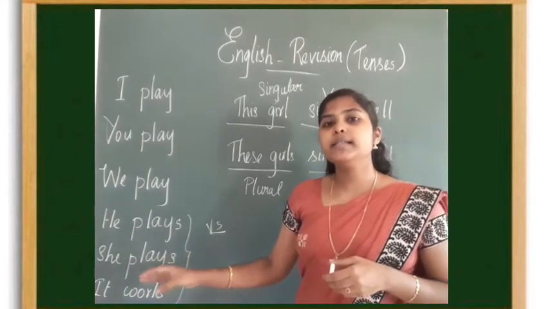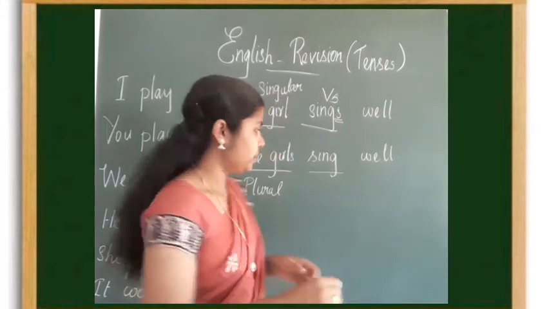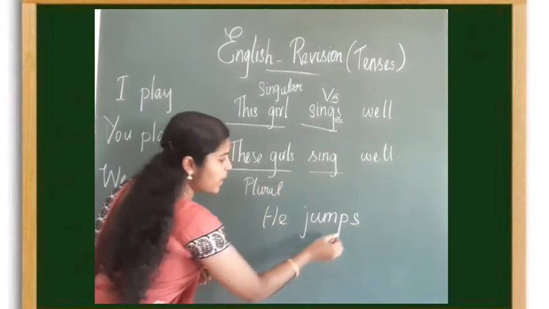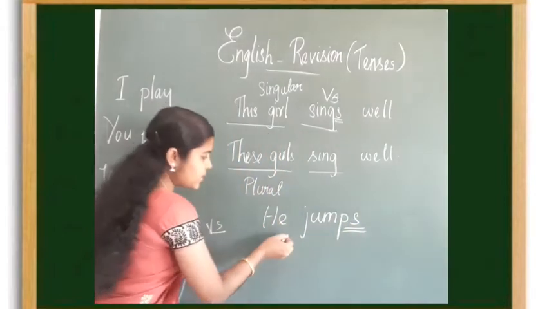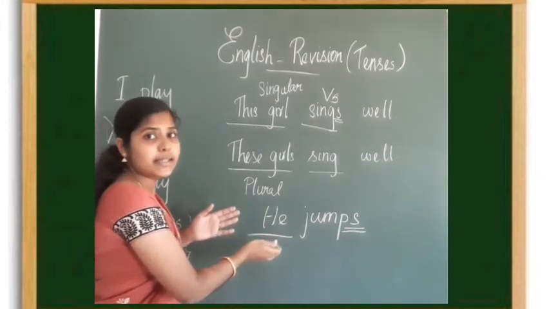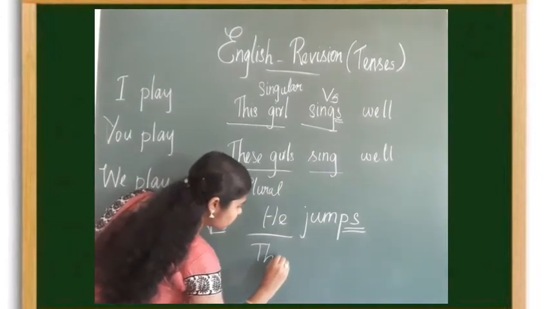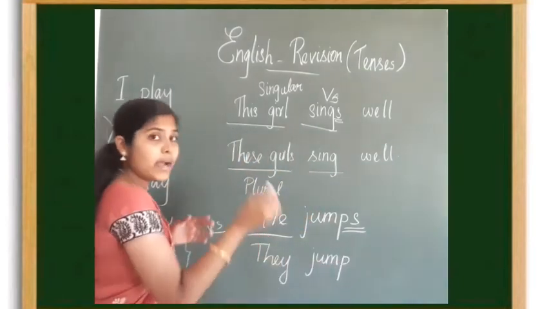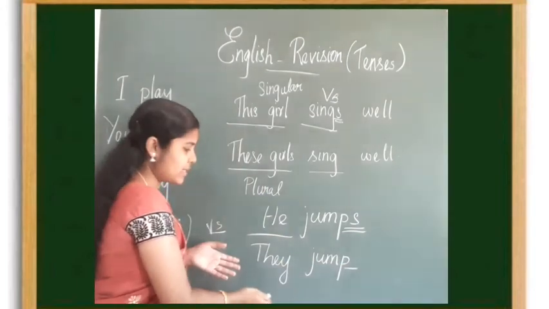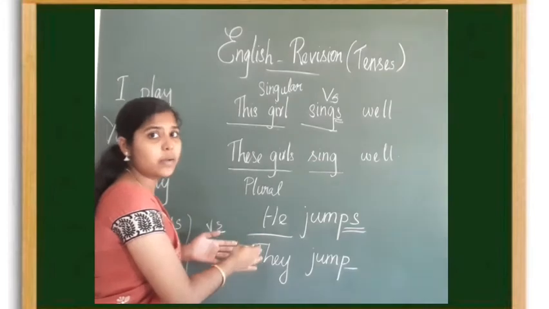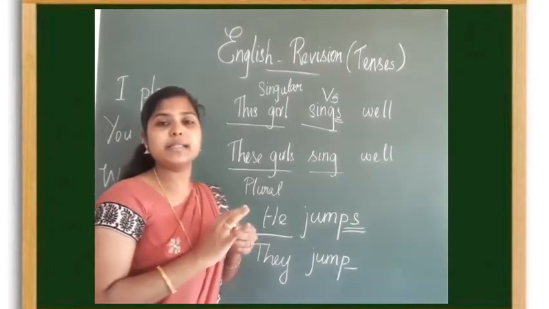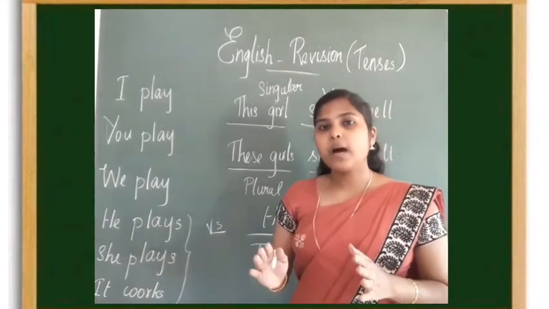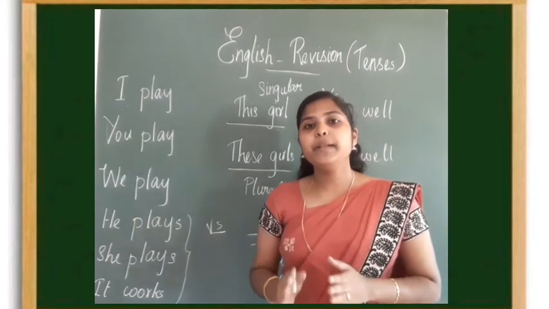Is that clear, students? He jumps. Why did I add this s here? Because the subject is third person singular. Now, they jump. Why didn't I add s here? Because this is not the third person singular. Okay. So, for third person singular, we have to add s along with the verb. Now, are you all thorough with simple present tense, students?